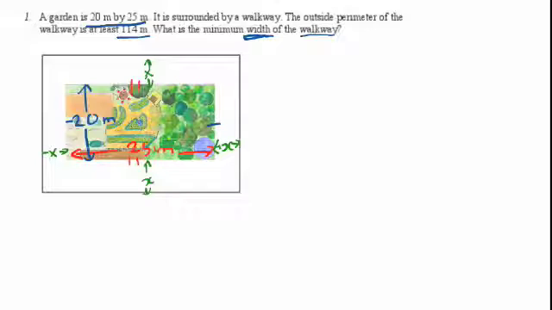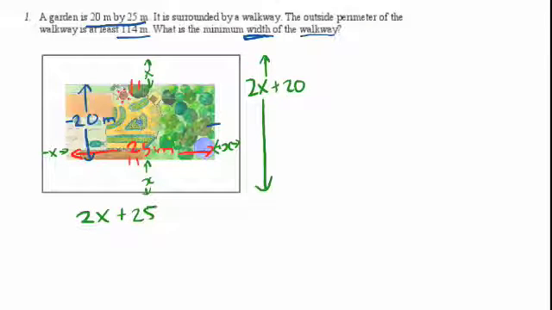Now, what can we do? Well, hey, let's try and find out how tall the whole park is, including the walkway. You can do it with variables, right? You know it's going to be x plus 20 plus another x. So 2x plus 20 is going to be the height of this garden, and the width is going to be x plus 25 plus another x, so 2x plus 25. Makes sense to me.